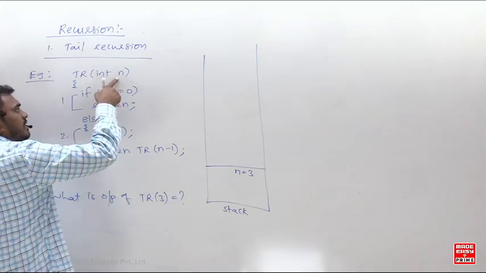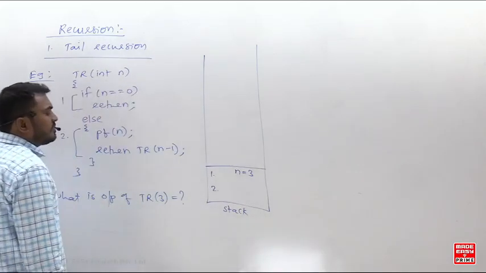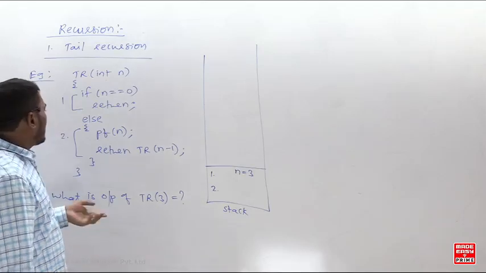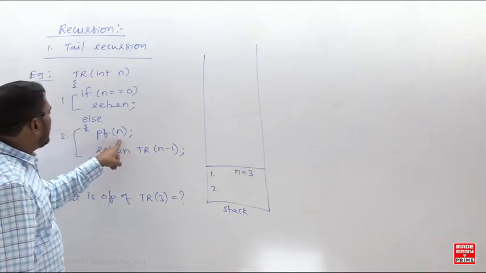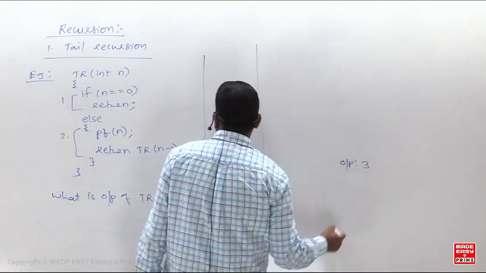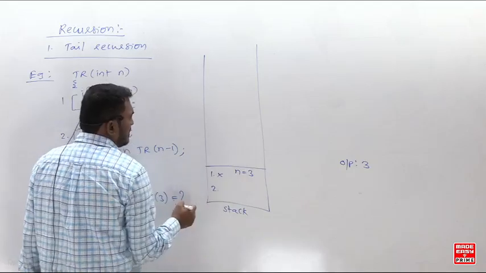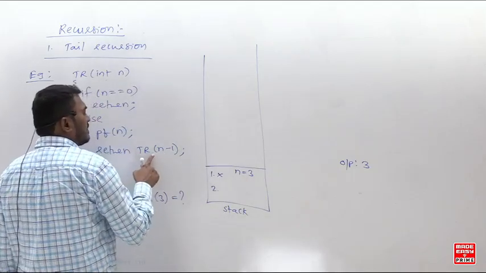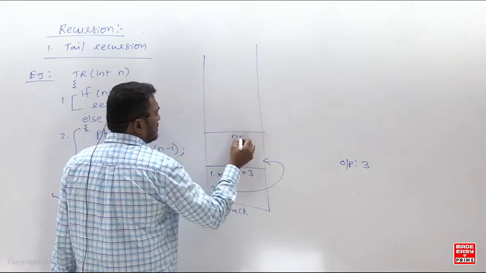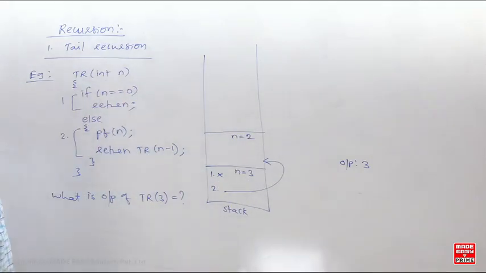You are passing n value as 3. You have two statements. Now tell me, what is the first statement? N equal to 0, return. Is n equal to 0 true or false? False. If it is false, you are saying printf n, so you are printing the n value, which is 3. And you are recursively calling TR of n minus 1. So the first statement is done, and in the second statement you are recursively calling the TR function by passing n minus 1. So n value is what?